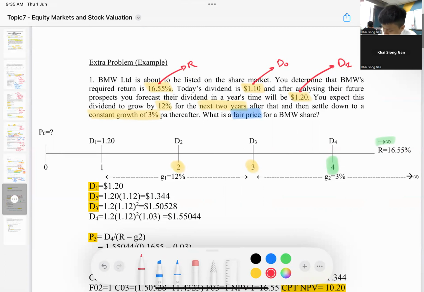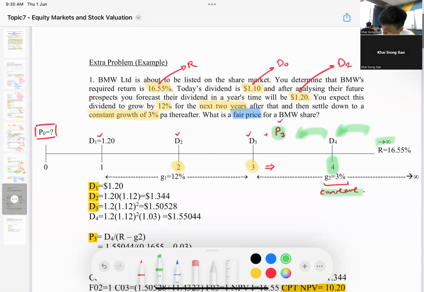Okay, so what do you need to calculate? You need to calculate this one. But what info do you need? You need D1, you need D2, you need D3. And then because we know that after D3, it will grow at the same constant growth rate forever, I need to combine together with P3 as well. Okay, and how do I get this P3? I get this P3 from the constant growth rate formula, in which I discount all the dividends back to calculate the P3.